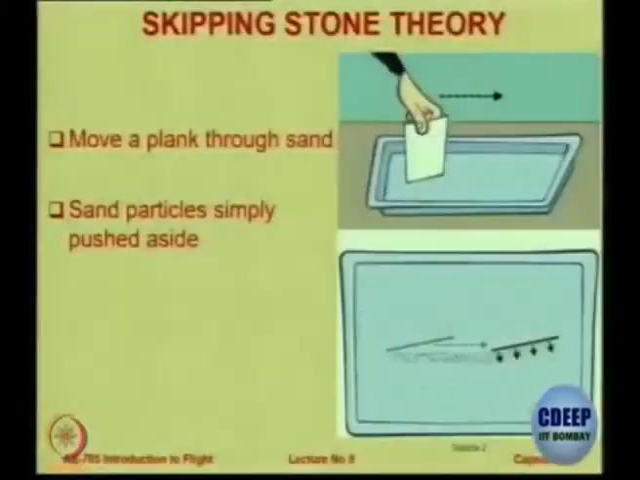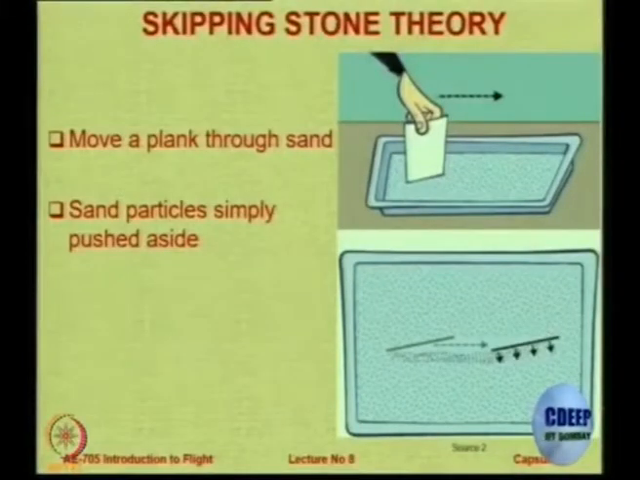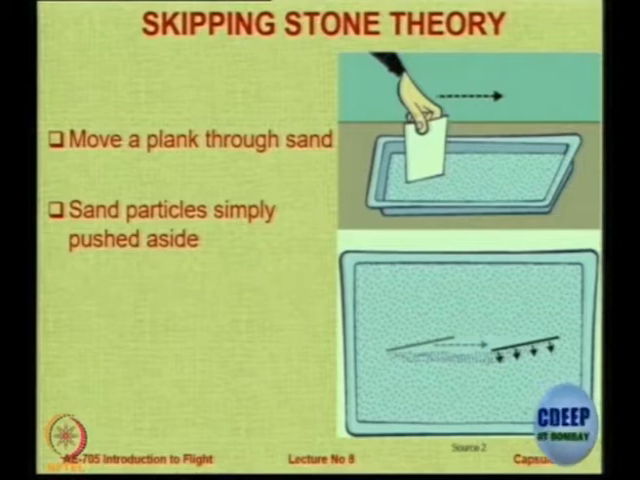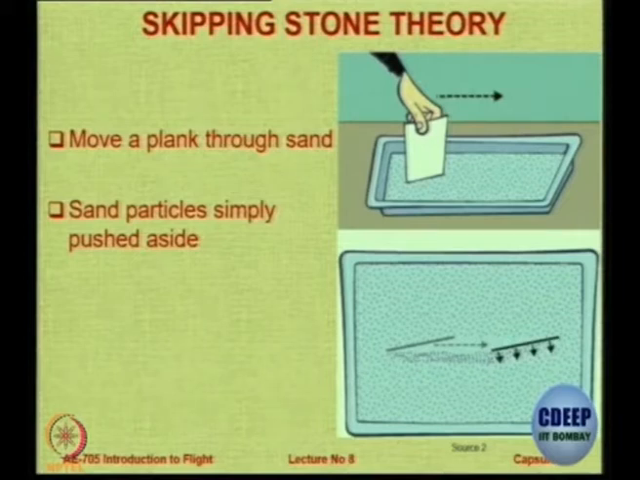Okay. So, what does the skipping stone theory say? The skipping stone theory says that you take sand, take a plank, or take a kind of a dish, and put sand on it. Represent sand as molecules of air, and you take this plank. Okay, this is a plank. You have sand here, and you just move it like this.